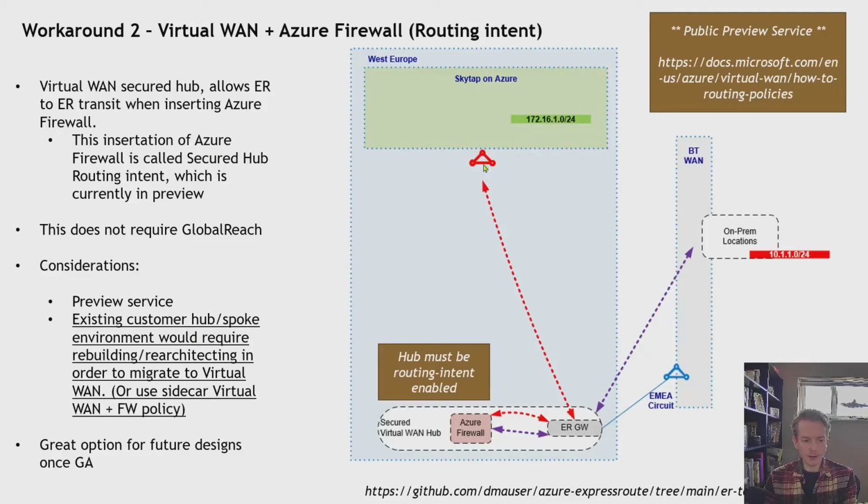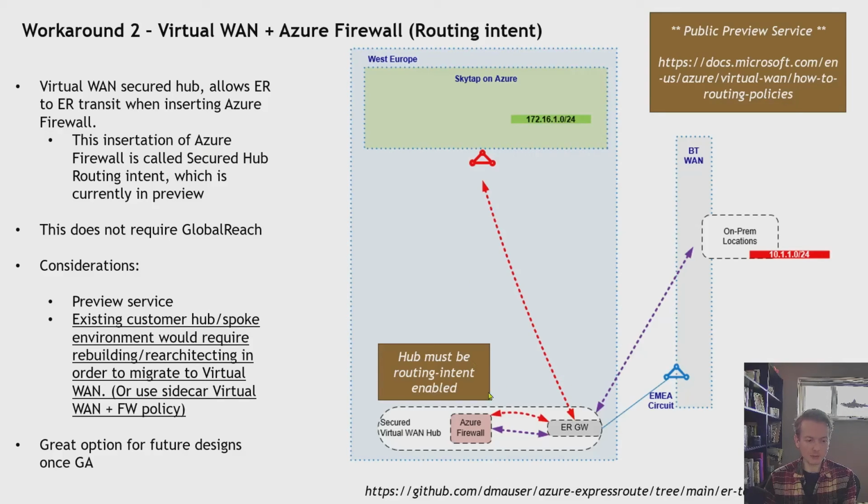So we could take traffic in from one ExpressRoute circuit, pass it via the Azure firewall, and deliver it back to a different ExpressRoute circuit, which is exactly the use case we want to achieve here. So if the customer is already using Virtual WAN and they're happy with Azure Firewall as the inspection point in the VNet or in the Virtual WAN hub, this will be a great solution. So as I say, it's a preview service today. I'll provide the link to the preview documentation. No global reach is required, as you can see on this slide.